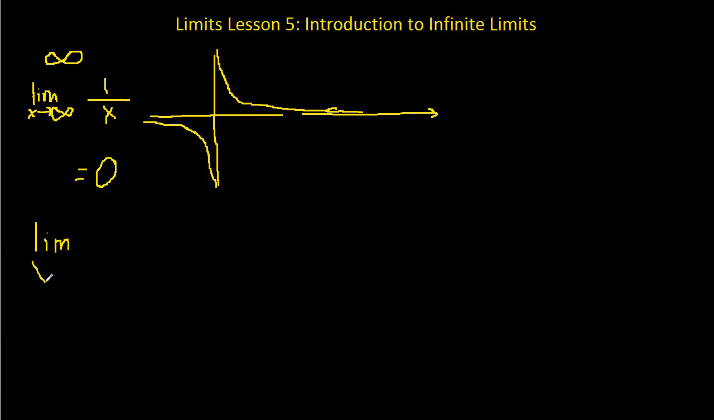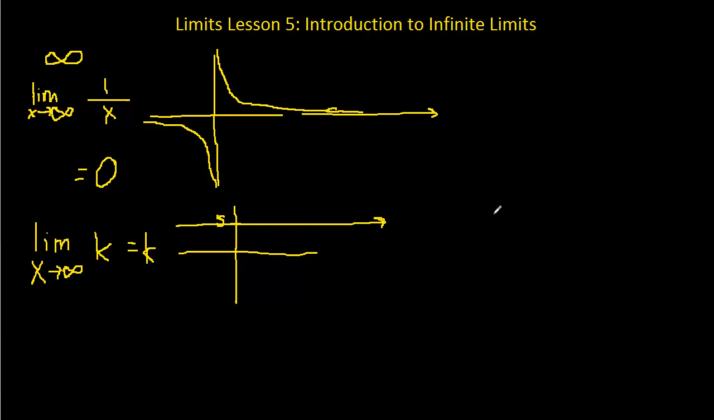The limit as x goes to infinity of k, which is a constant, meaning any constant value that doesn't change, there's no x involved here, equals k. Now what this means is if we have a graph here, and we pick a value for k, say 5, this graph just goes infinitely far in this direction, always the same at 5. So our limit is just k. And the same is true if you go in the opposite direction, this way.